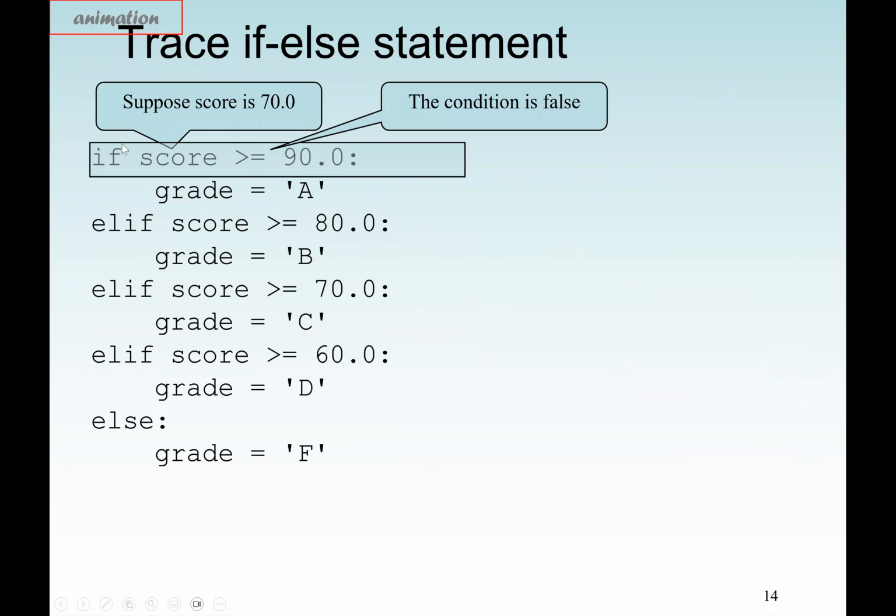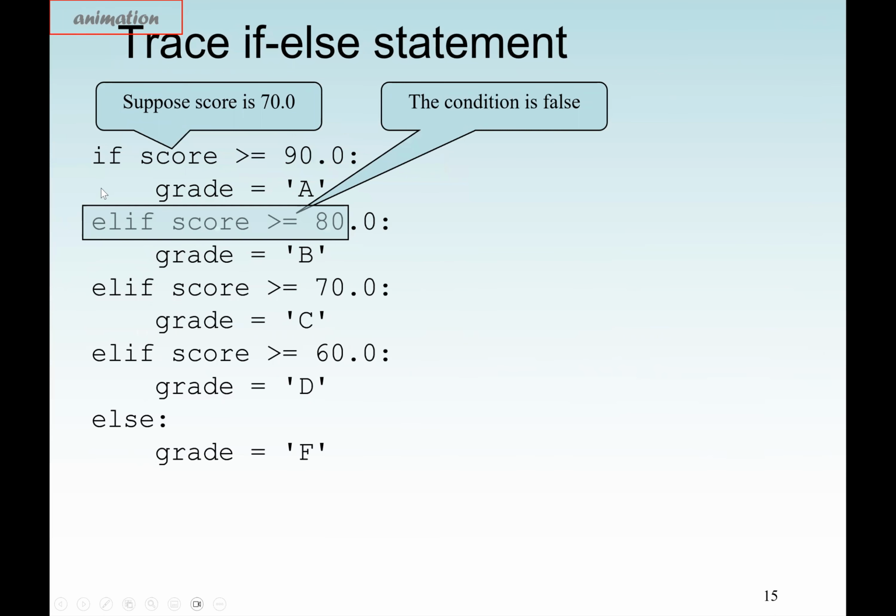So that's the code again. If score greater than or equal to 90, we assign A. This is again in Python. So you can see the condition, we end with the colon. Then we indent, which means A assigned to grade is inside the condition score greater than or equal to 90. Elif, if score is greater than or equal to 80, then we assign B to the grade. Elif, if the score is greater than or equal to 70, we assign C to the grade. Elif, if score is greater than or equal to 60, we assign D to the grade. Else, we assign F to the grade.